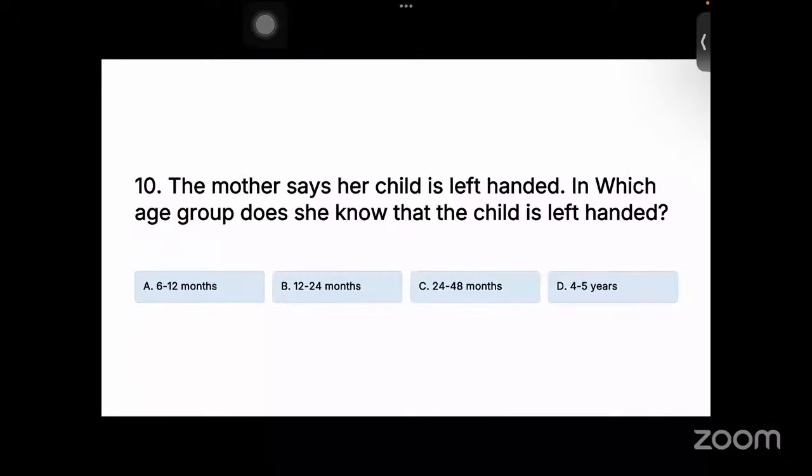So next is: the mother says her child is left-handed. This is about pediatric developmental milestones. In which age group does she know that the child is left-handed? The options were 6 to 12, 12 to 24, 24 to 48 months, and 4 to 5 years. Hand dominance can be visible mostly by 4 to 5 years.